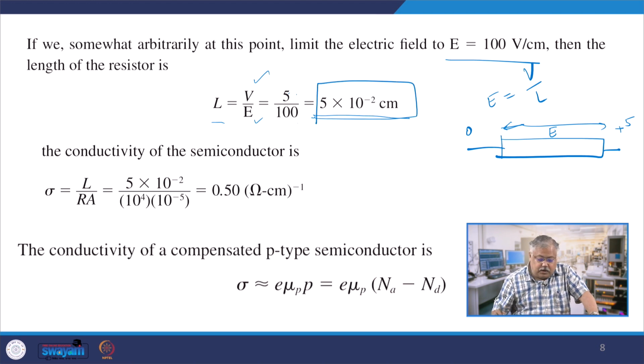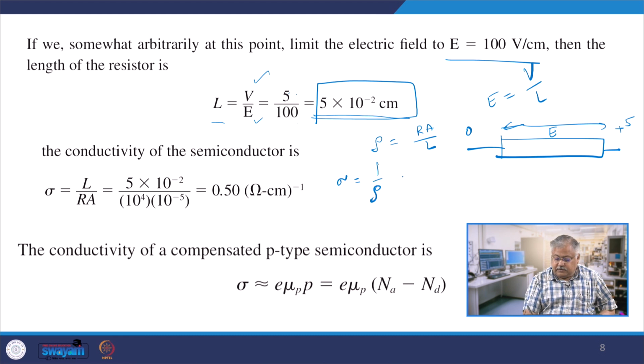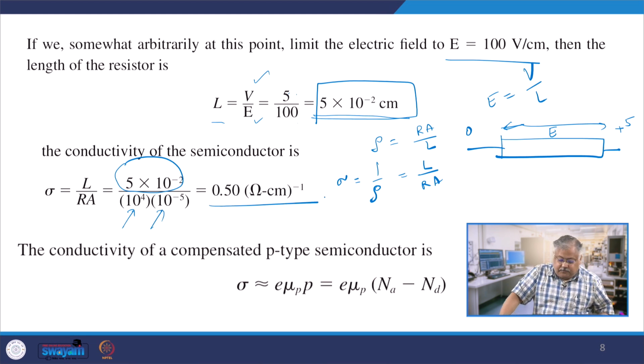Now, for the conductivity of a semiconductor, if you remember, resistivity rho is R into A by L. So conductivity will be 1 upon resistivity, therefore this will be L by R into A. We already know the value of L, R is already known to you, the area we just found out, and we found sigma to be 0.05 in this case.